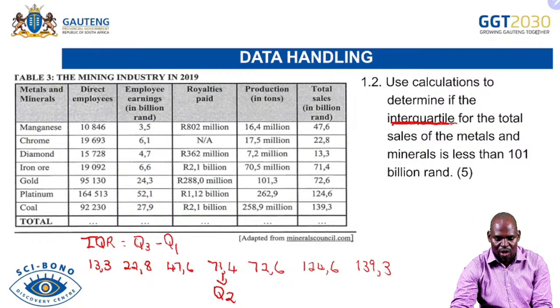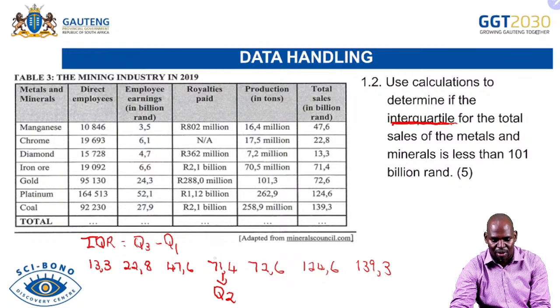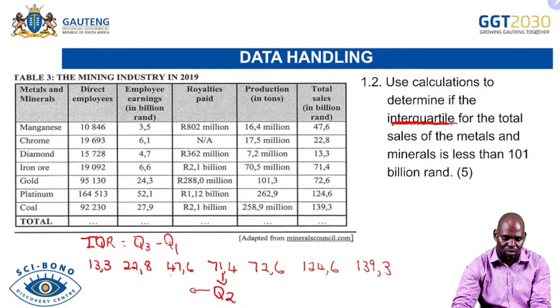So there's 71.4. So we've got 1, 2, 3, 4, 5, 6, 7. 7 is an odd number. There's only one value in the middle, which is 71.4. Now we check on the left hand side how many values are there. So this is our quartile 2.